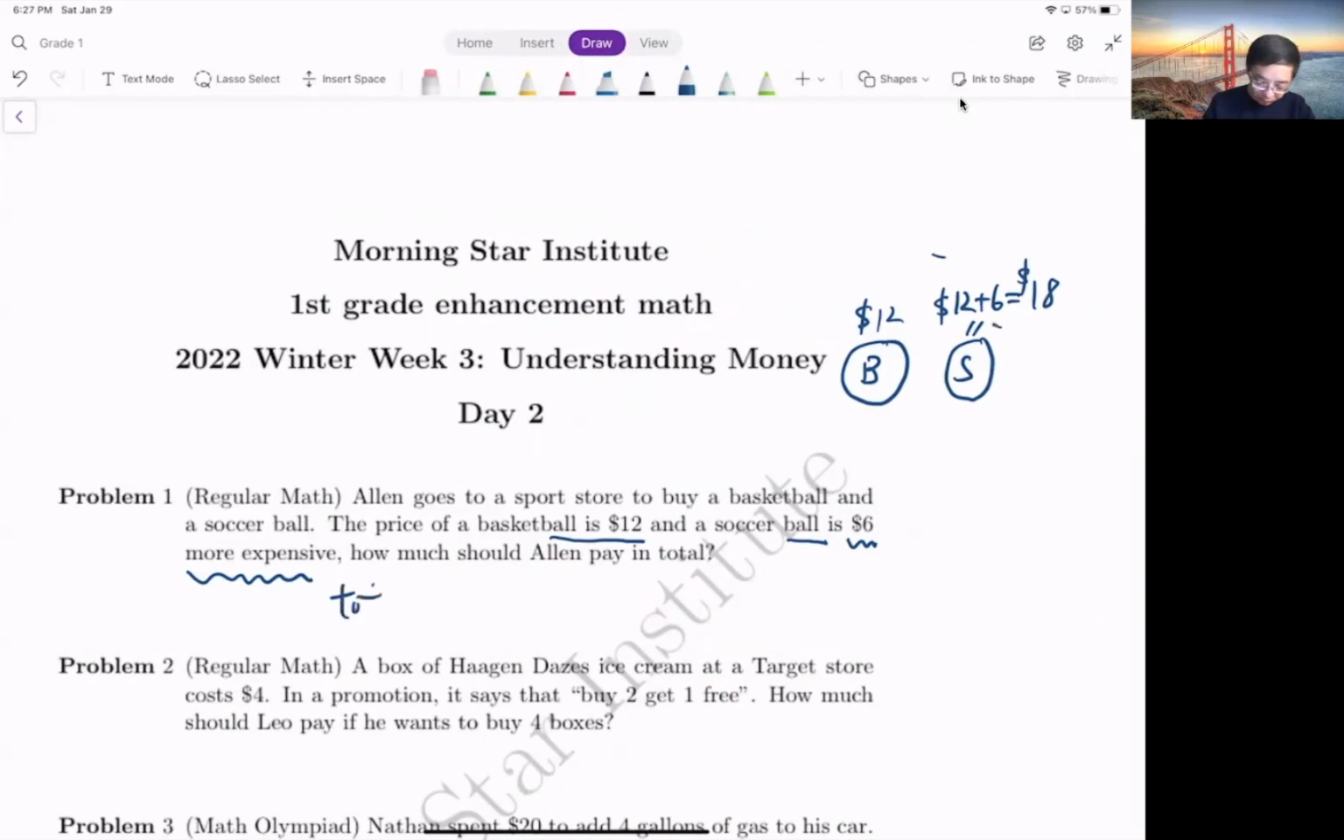So then what's the total? The total will be 12, which is the basketball, plus 18, that is the soccer ball, and put together, we know, that is 30. So the total will be $30.